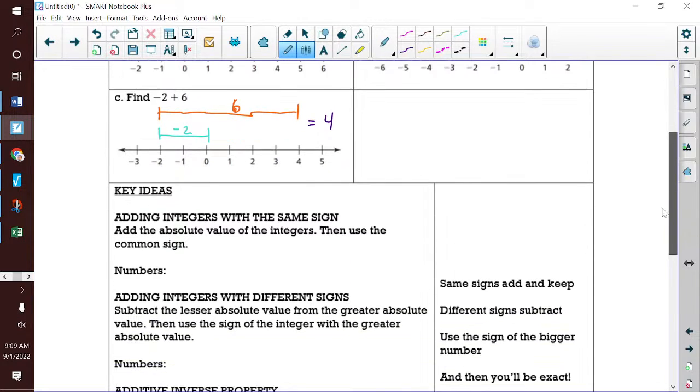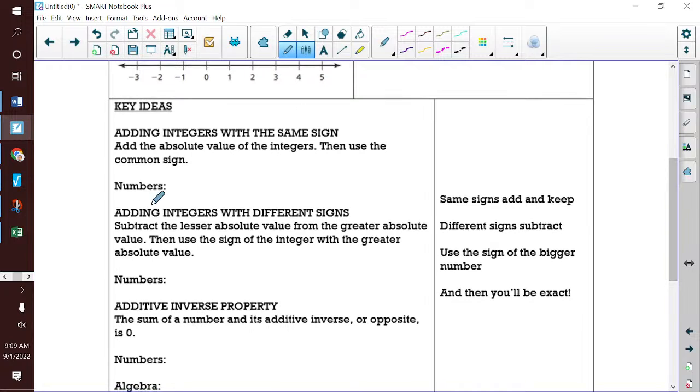So, adding integers with the same sign. When you add integers with the same sign, let's say negative 3 plus negative 4, we add the absolute value of the integers, then use the common sign. But a simpler way of saying this is same signs, add and keep. So 3 plus 4 is 7, and since both of these were negative, the answer is negative 7. Likewise, 3 plus 4 equals 7, and it's positive because both these numbers are positive.